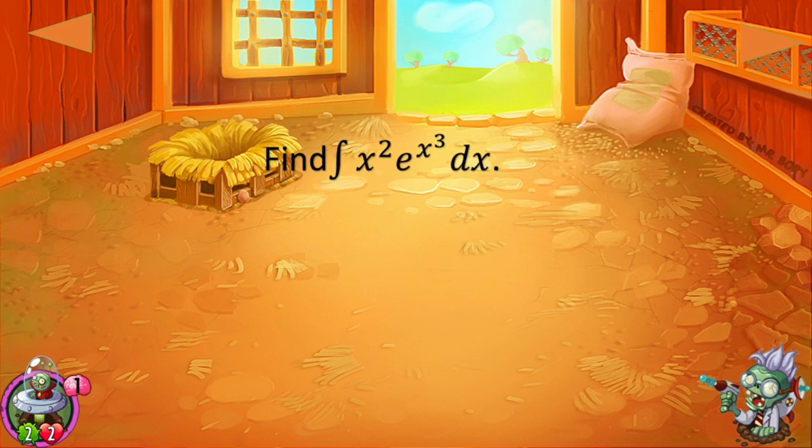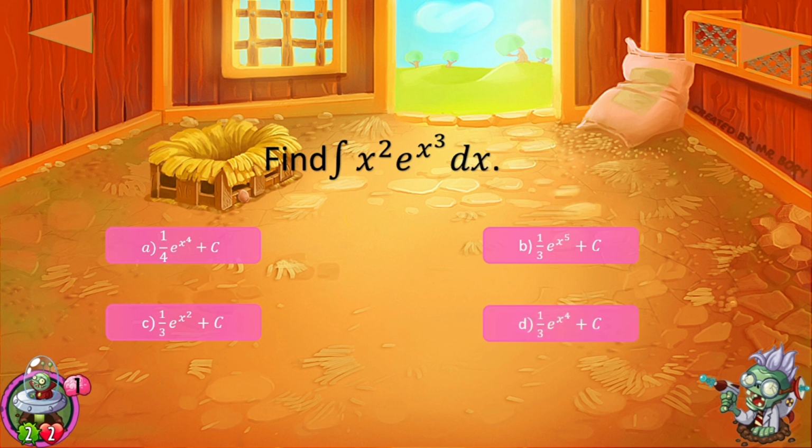Find the integration of x squared e raised to the power of x cubed dx. A, 1/4 e raised to the power of x to the power of 4 plus c. B, 1/3 e raised to the power of x plus x raised to the power of 5 plus c. C, 1/3 e raised to the power of x squared plus c. Or D, 1/3 e raised to the power of x to the power of 4 plus c. Now think of your answer. And the answer is letter D, 1/3 e raised to the power of x to the power of 4 plus c.